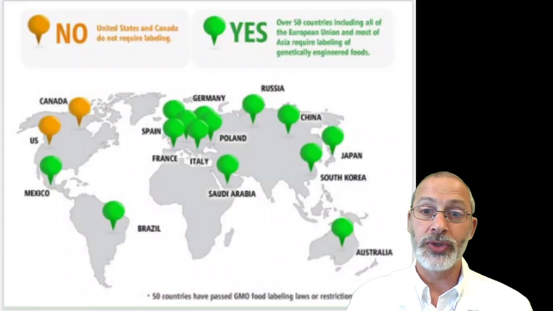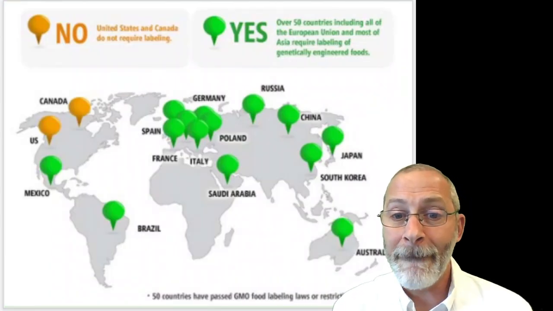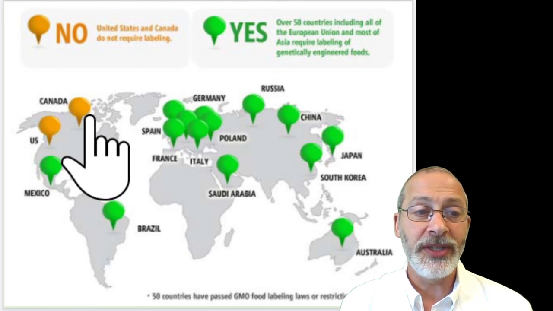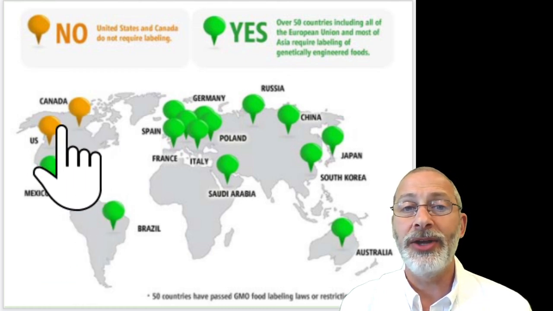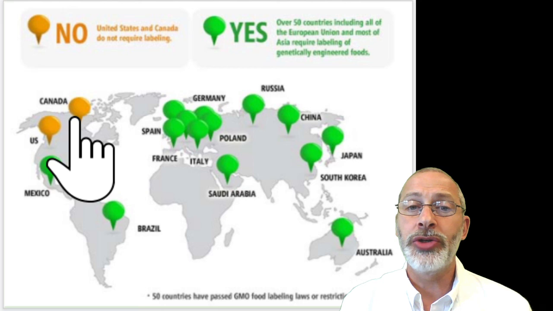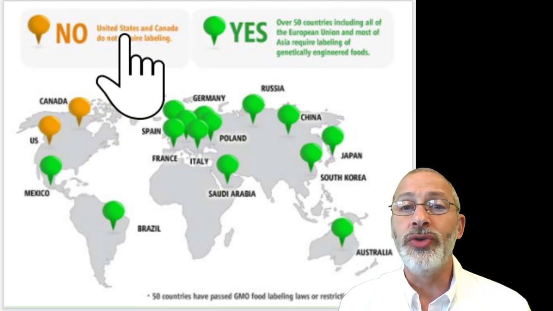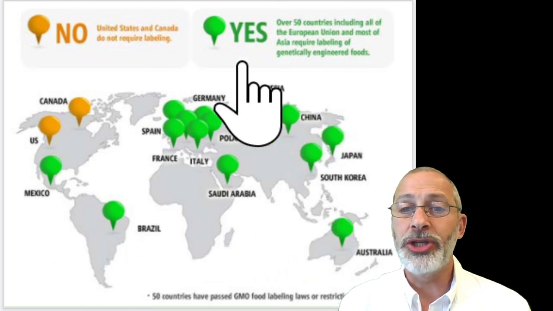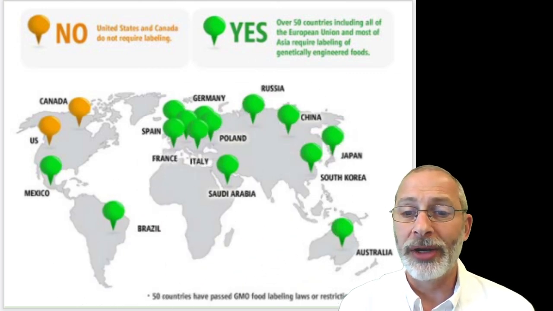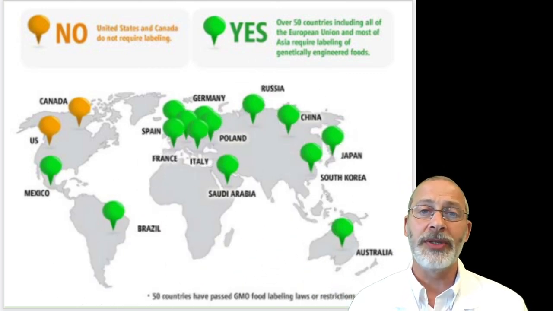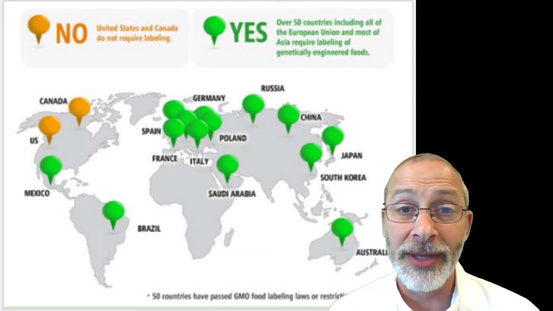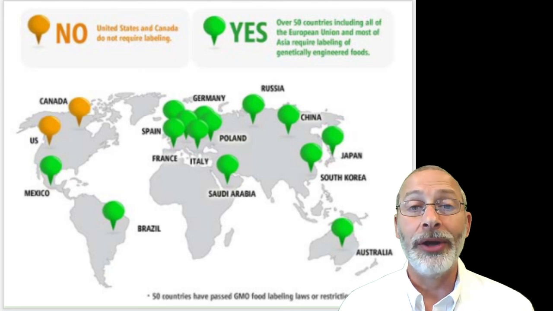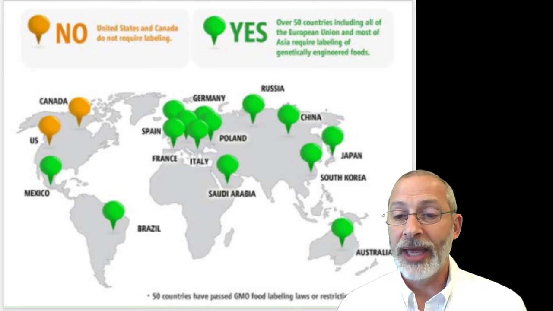So here's a quick little map showing some of the major countries in the world. And you can see that the US and Canada here are currently two countries that do not require labeling. Many other major countries do require labeling. And as I said, it's probably just a matter of time, maybe even by the time you see this video, I don't know, we'll have required GMO labeling as well.